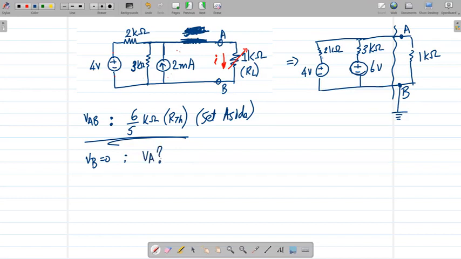So how much is VA? Because I'm trying to determine VAB. If I put VB as 0, then I basically need VA. Since VB is connected to both the negative terminal of the 6 volts and 4 volts, I can use a nodal equation to write that (VA minus 4 volts) divided by 2 kilo ohms plus (VA minus 6 volts) divided by 3 kilo ohms is equal to 0.